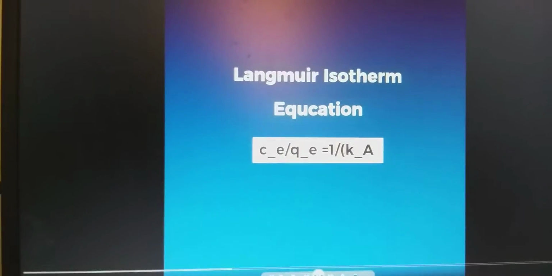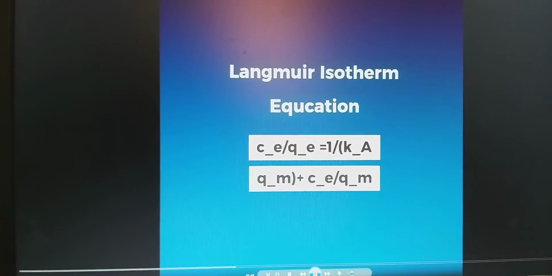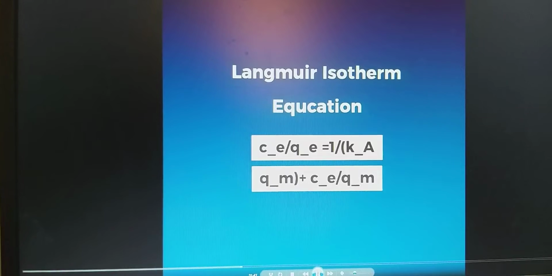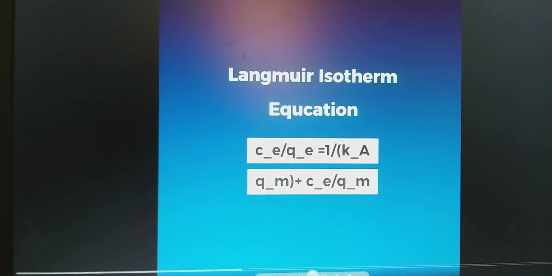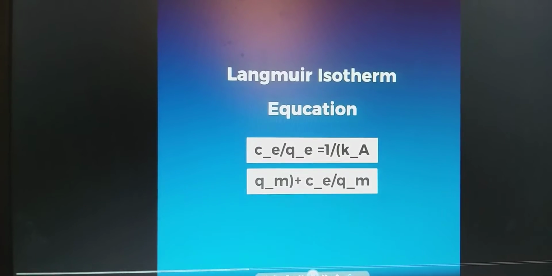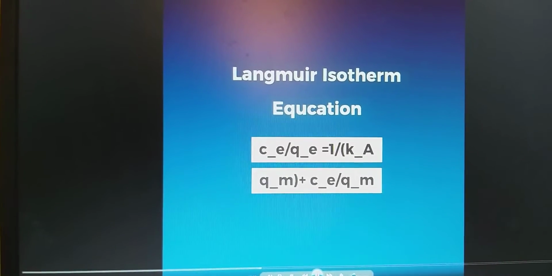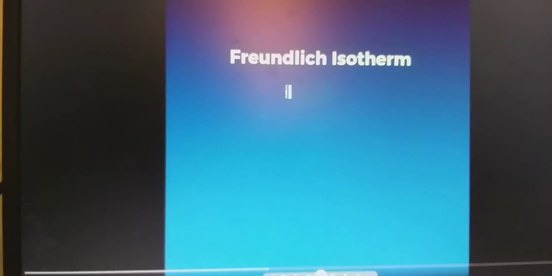The Langmuir adsorption isotherm equation can be given by Ce/Qe = 1/(Ka Qm) + Ce/Qm. We can plot the graph of Ce/Qe versus Ce and find out Qm and Ka. Ka is a constant and Qm is nothing but the maximum adsorption.